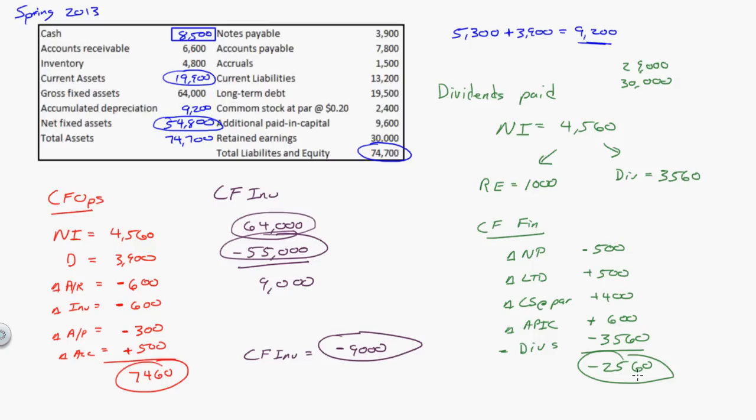The reason that's important is I can look at these numbers, the $7,400 from operations and minus $9,000 from investing and minus $2,560 from financing, and it looks like my overall change in cash was minus $4,100. Does that make sense? Well, cash last year was $12,600. This year it's $8,500. It went down $4,100. At this point, I feel really, really good that I've got questions 3 through 7 perfectly correct.